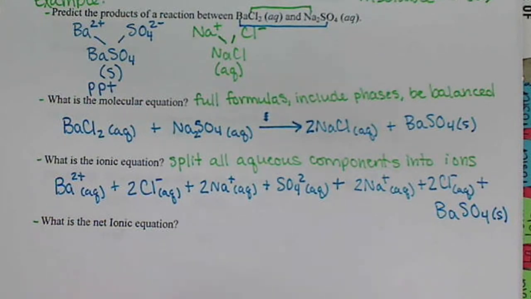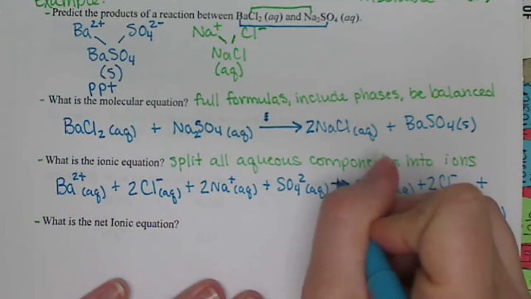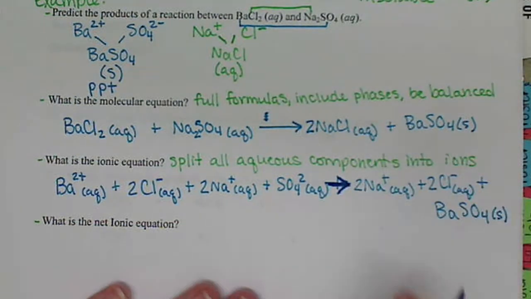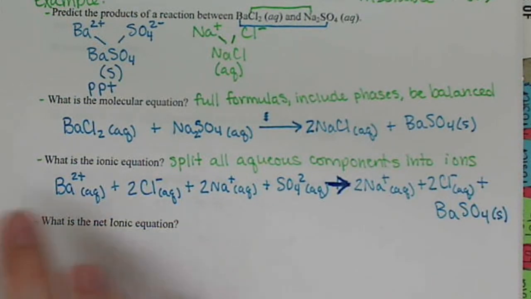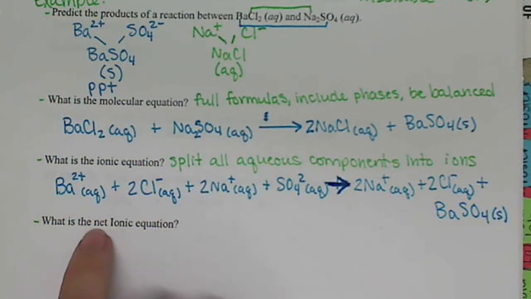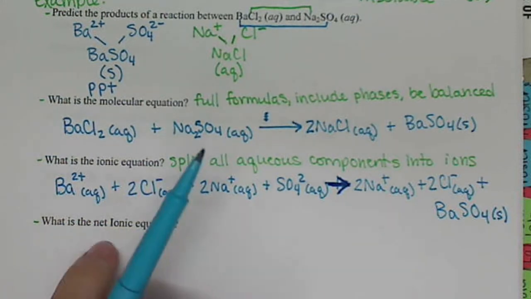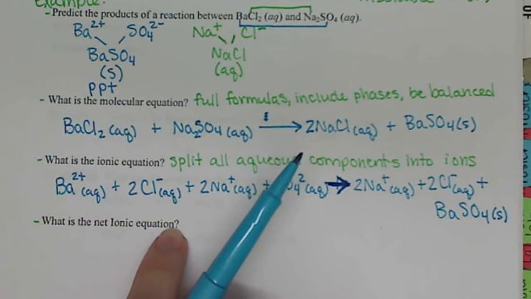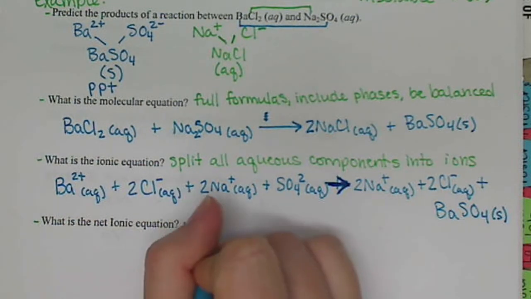I don't have a reaction arrow. Oop. This was supposed to be a reaction arrow. Our ionic equation isn't super helpful for us because there's a lot going on. So what we use the ionic equation for is to get our net ionic equation. And the net ionic equation is going to remove spectator ions.